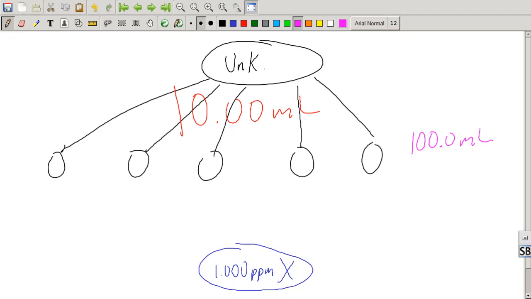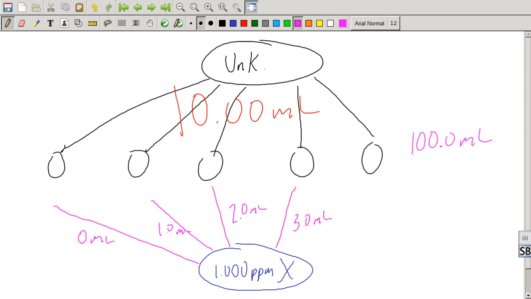And so, to the first solution, I'm adding 0 milliliters. The second solution, I'm adding 1 milliliter. Third, 2 milliliters. Fourth, 3 milliliters. And fifth, 4 milliliters. And so, in each of these diluted solutions, what's the concentration of added X? What is it going to be in the leftmost one?